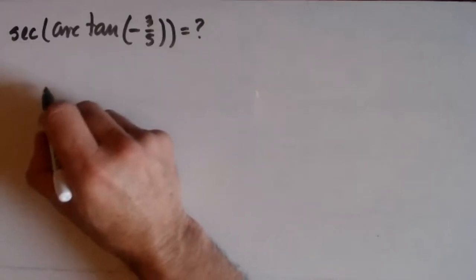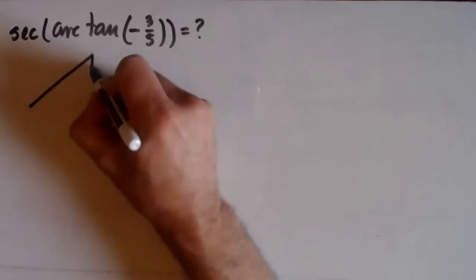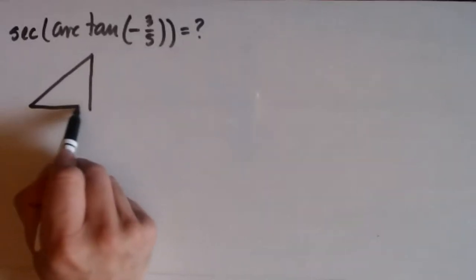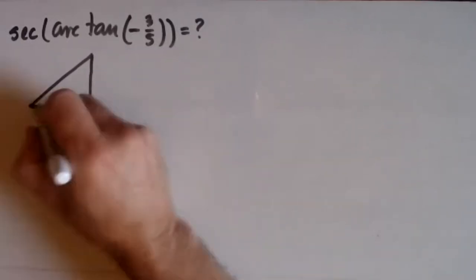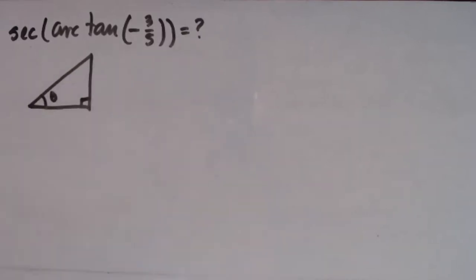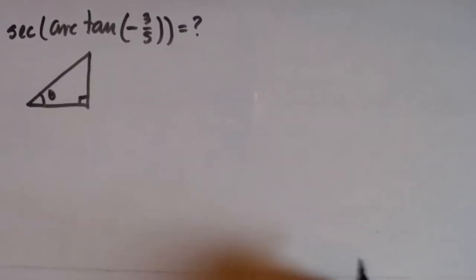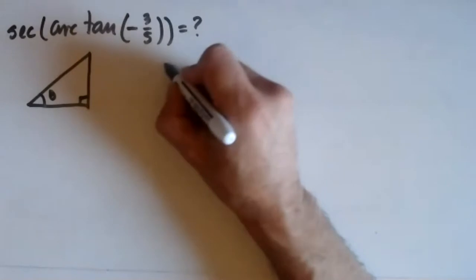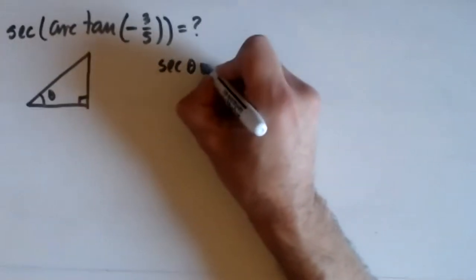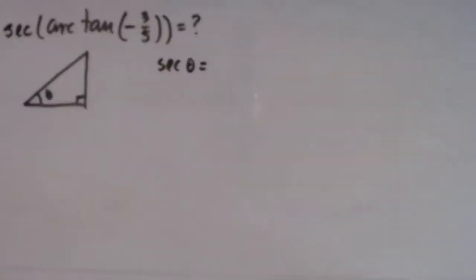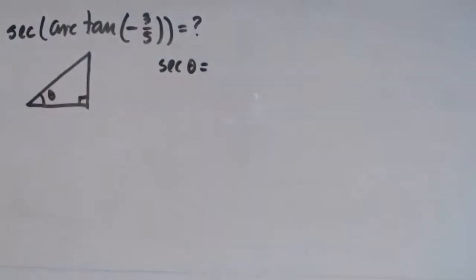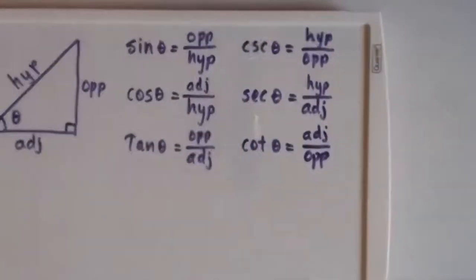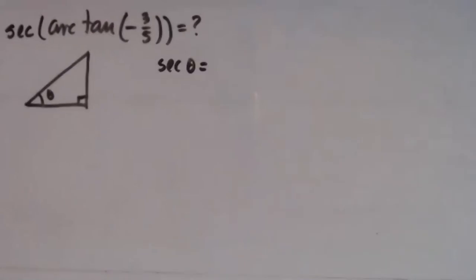Okay, I'm going to begin again with my right triangle, right? As normal. And I'm going to put here my angle. So usually I begin with a regular right triangle. But let me see now what I need. Secant of the angle is defined... Remember what is the secant definition? Hypotenuse over adjacent.